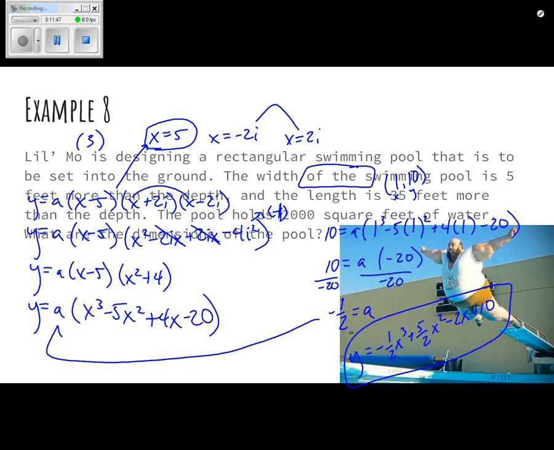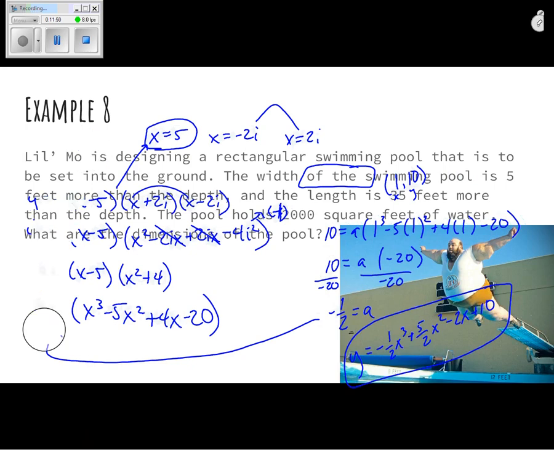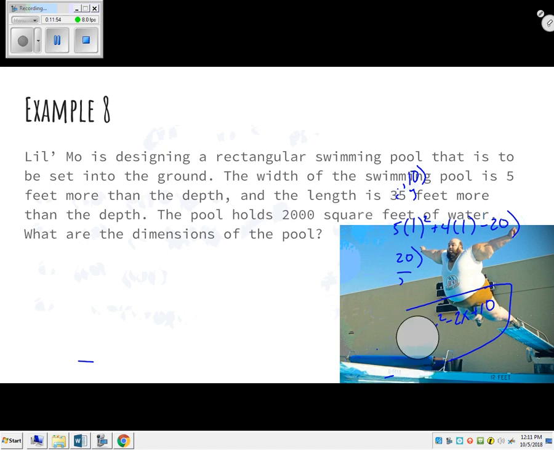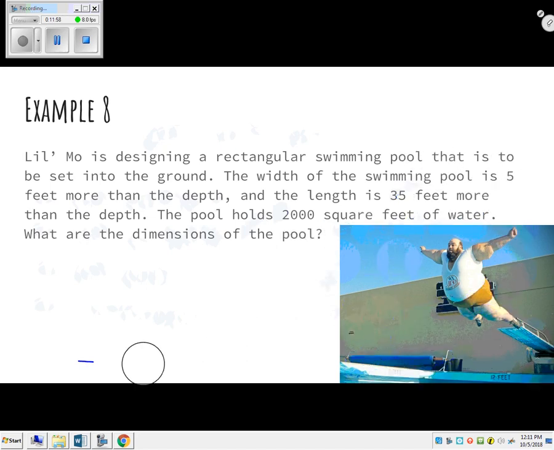One more problem, kind of combines some ideas right here. Wilmo. Wilmo is designing a rectangular swimming pool that is to be set into the ground. It's a little guy, isn't he? So let's draw that rectangular swimming pool. It's just going to be a rectangular prism.